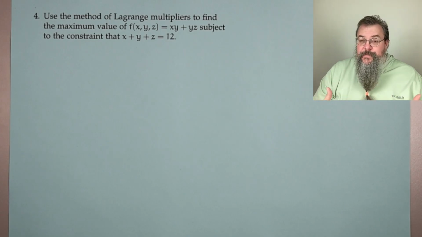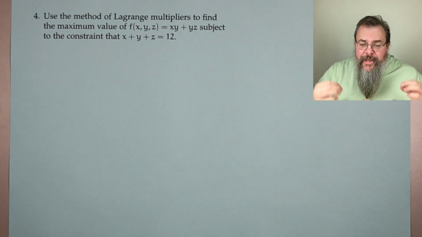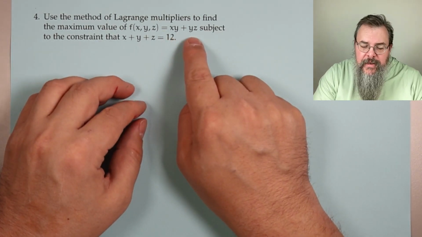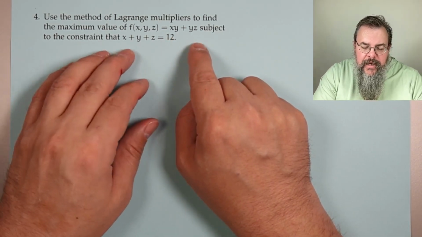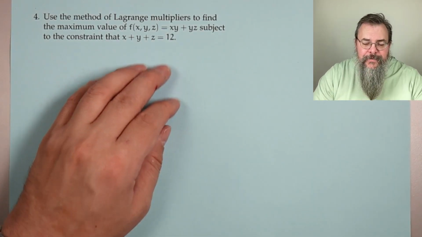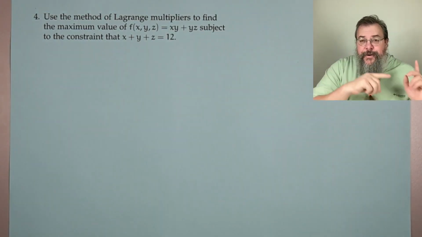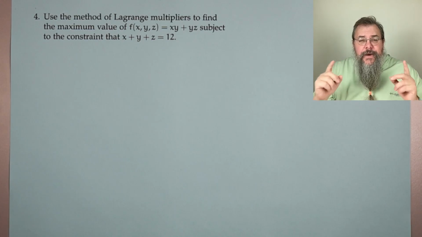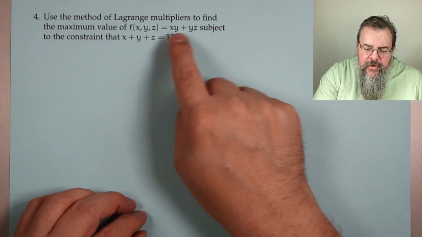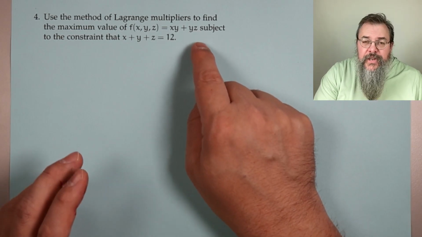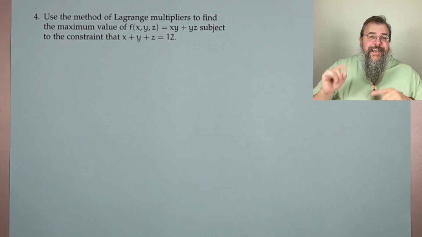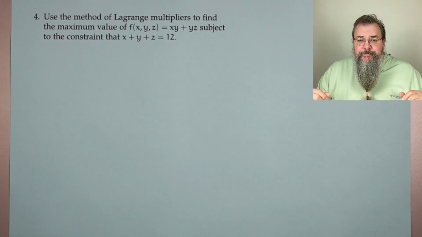Use the method of Lagrange multipliers to find the maximum value of the function xy plus yz subject to the constraint that x plus y plus z equals 12. Okay, so again, we've got 3 variables involved. If you remember our earlier discussion, we do have a little bit of symmetry. Namely, if you swap the role of x and z, it doesn't change the problem. So I suspect that at the end, x and z will be the same.